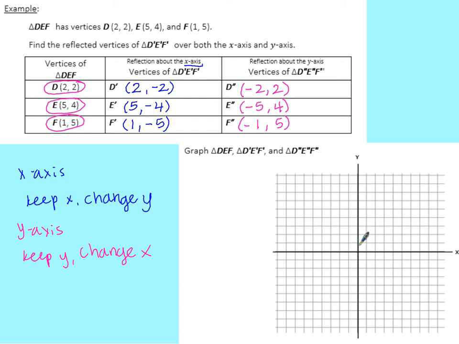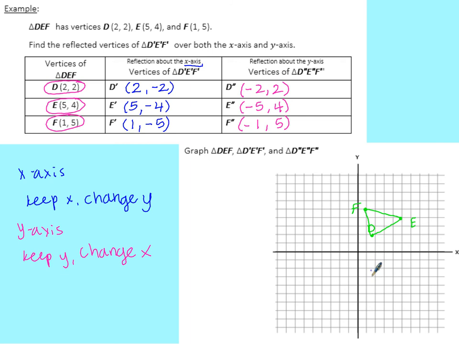So our original shape was at 2, 2, 5, 4, and we had 1, 5. So those were our original points here. And then we went and we reflected it over the x-axis first. Our line of symmetry becomes this x-axis right here. So it's just going to look like it got mirrored over there.